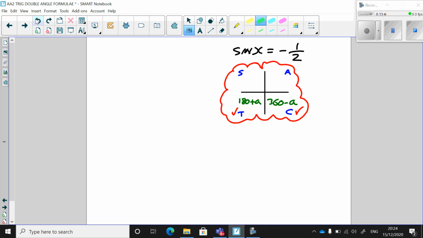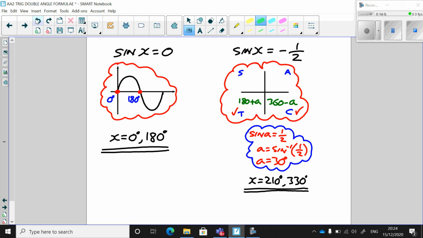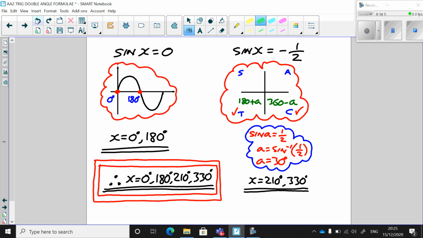Do you have sine a equals positive half? Then do inverse sine of a half. What do you get in your calculator? Shift sine a half, do you get 30? That's what I get. Okay, so fire them into 180 plus 30, 360 minus 30. Do you get 210 and 330? That's what I get. What was your other answers for the previous part? 0 and 180. Yep, let's group them together in order if you want. Whatever. That is my answers.